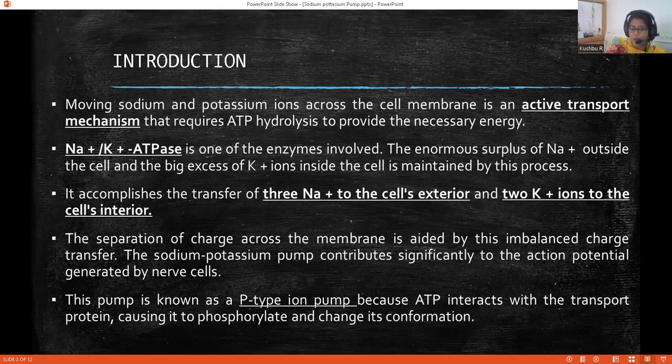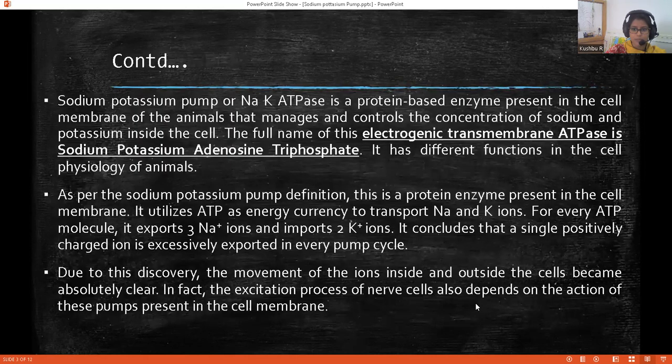This is a p-type ion pump because the ATP interacts with the transport protein, causing it to phosphorylate and change its conformation. In the diagram, I will explain how the conformational change of the intrinsic proteins present in the cell membrane occurs. This is a protein-based enzyme which is present in the membrane of mammals. This electrogenic transmembrane ATPase facilitates sodium potassium diffusion, sodium exit and potassium entry into the cell.